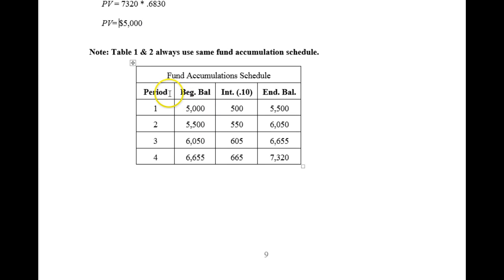Table 1 and 2 always end up with the same fund accumulation schedule. In one table, they show you where it starts, and in the bottom line of the same table, they tell you where it ends. This is going backwards. This is going forwards.